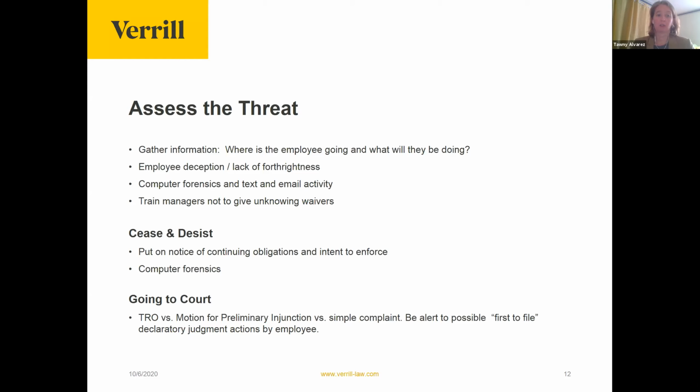And then if we do have to go to court, we're going to be looking at temporary restraining orders, motions for preliminary injunction, or whether or not we just file a simple complaint and wait. When we're talking about a TRO or preliminary injunction, we're going to be talking about likelihood of success on the merits. Is the contract provision going to be upheld? What irreparable harm are we experiencing and how can we prove it? And then whether or not the harm to us outweighs the harm to the former employee is important. And then the public interest. And the public interest in most situations is going to weigh in the employee's favor.